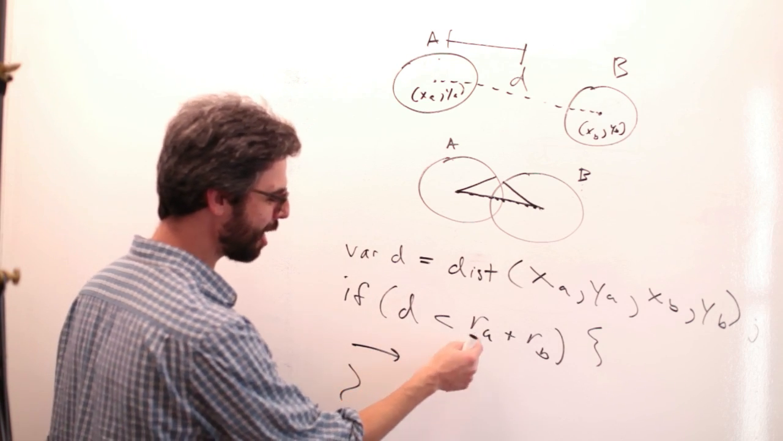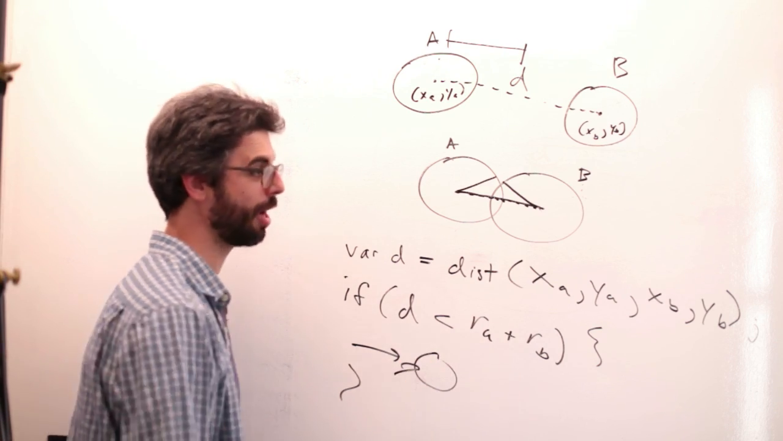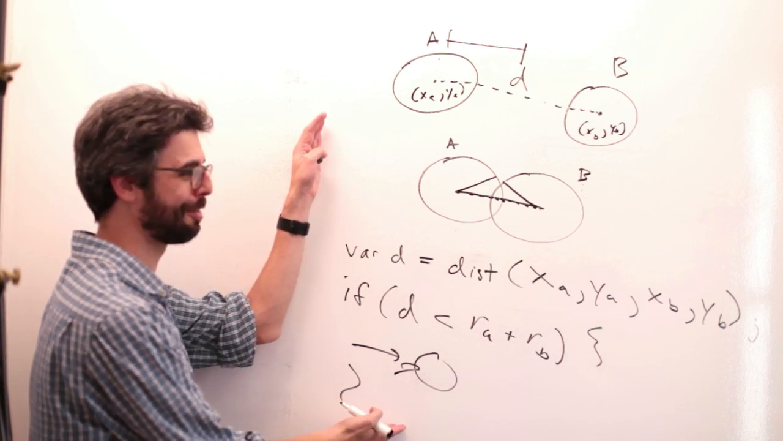If the distance is less than RA plus RB, then those two circles are, in fact, overlapping. Okay? So this is the algorithm that you need.